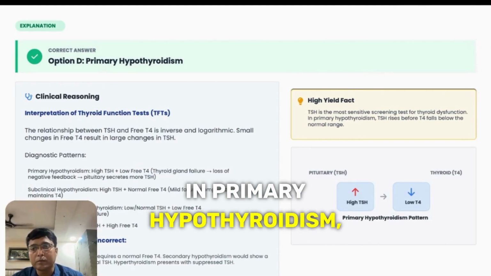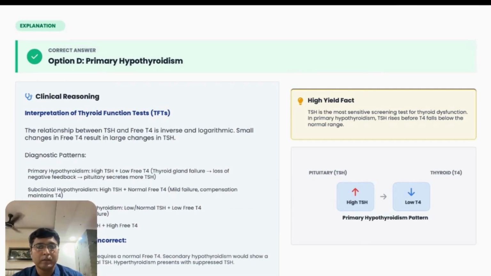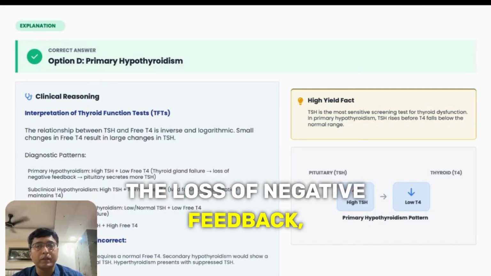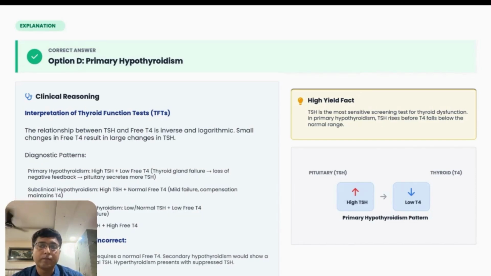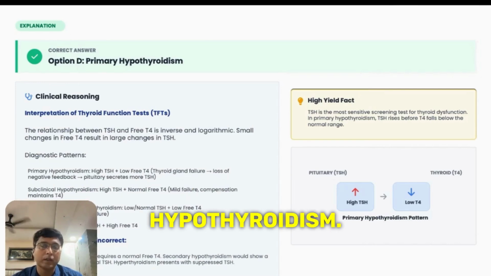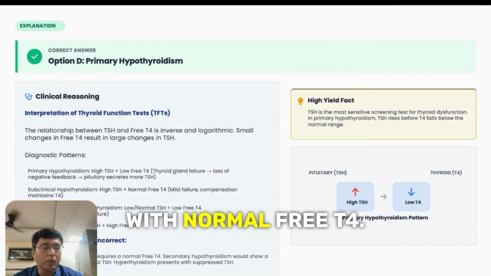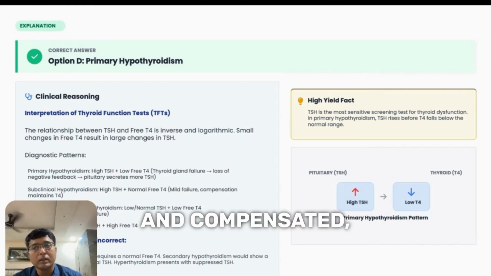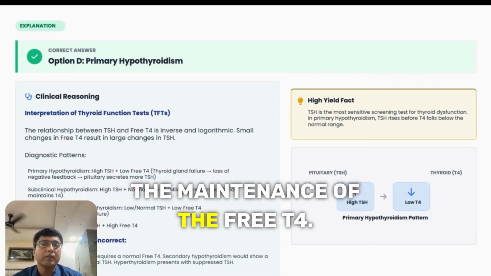In primary hypothyroidism, what is the lab finding? High TSH with low free T4. Actually, the thyroid gland failure leads to the loss of negative feedback, and this causes the secretion of more TSH. Now come to subclinical hypothyroidism. What is the lab finding? High TSH with normal free T4. This is a mild gland failure and a compensatory mechanism causing the maintenance of the free T4.